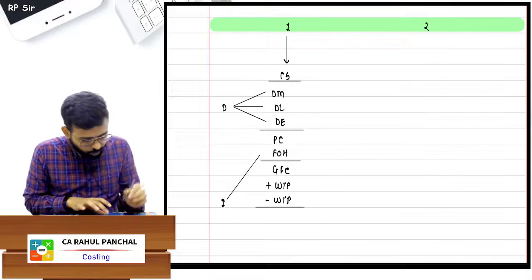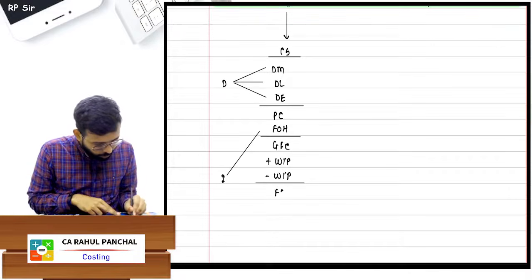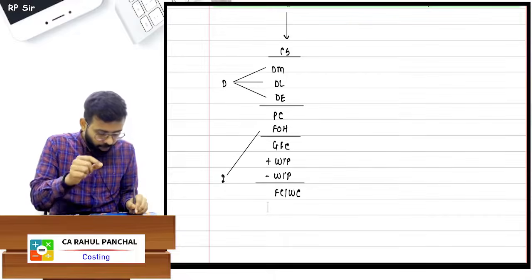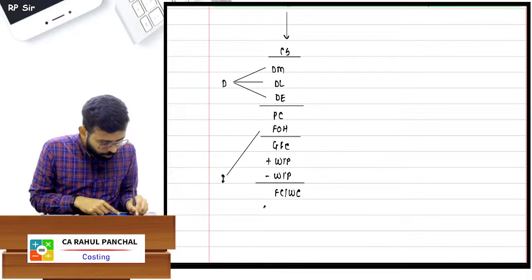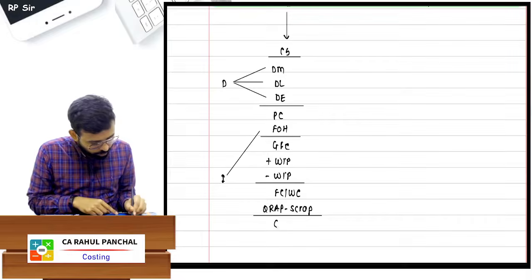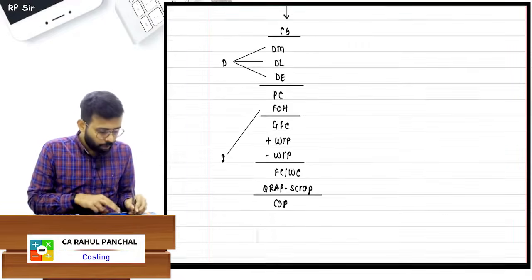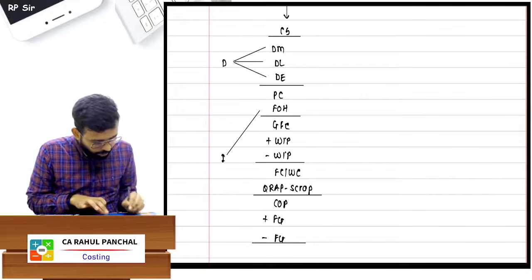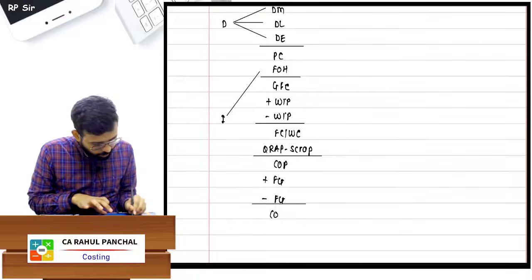After that, the answer which you will get is nothing but your net factory cost, which is also known as works cost. After factory cost, what comes is QRAP. So what you're going to write is QRAP minus CRAP. Once that is done, what you get is your cost of production. Once you get your cost of production, you need to make adjustment for finished goods, that is, add opening stock of finished goods less closing stock of finished goods, and then what you get is your COGS.